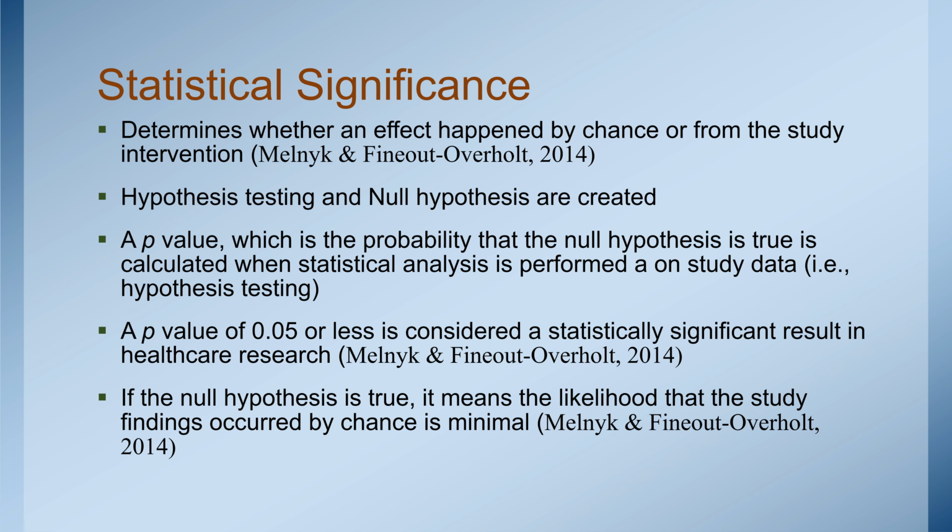The smaller the p-value, the more the likelihood that the findings occurred by chance is reduced. A p-value of 0.05 or less is considered a statistically significant result in many healthcare research. If the null hypothesis is rejected, it means the likelihood that the study finding occurred by chance is minimal.